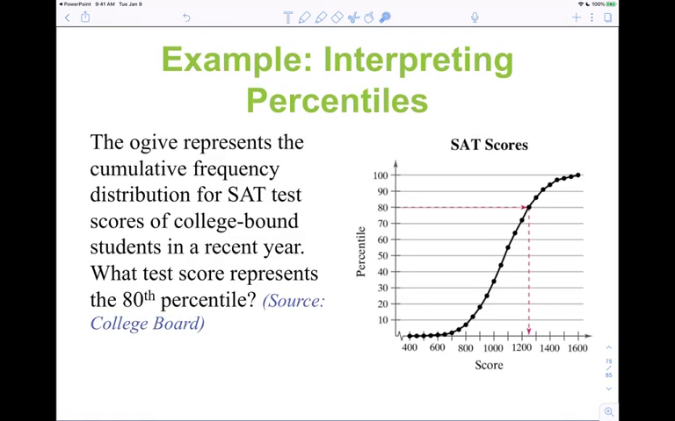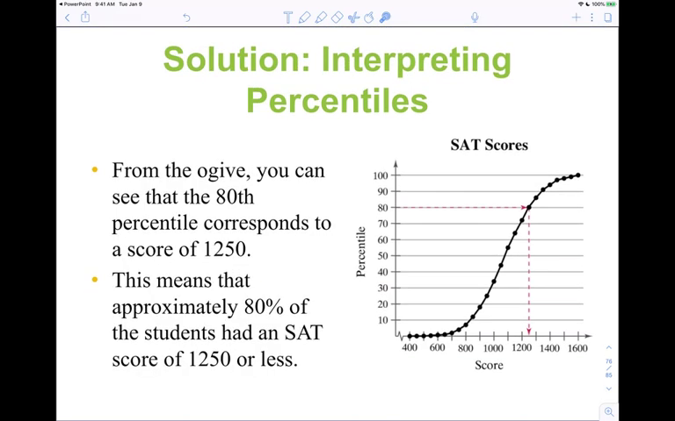The ogive represents the cumulative frequency distribution for SAT scores of college-bound students in a recent year. What test score represents the 80th percentile? So the 80th percentile is here, and it corresponds to this. If that's 12, 14, this is 13. So this is approximately 1250. So you see it here, 1250. This means that about 80% of the students had an SAT score of 1250 or less.